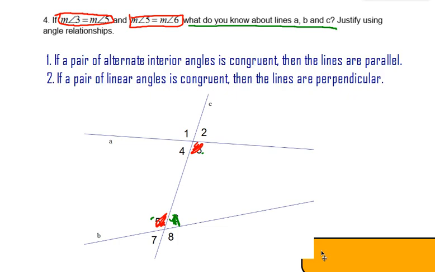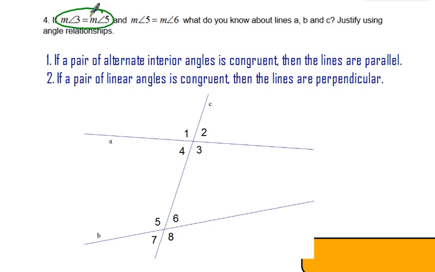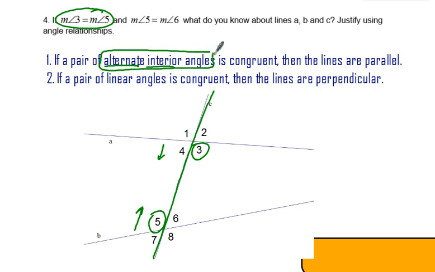Okay, so knowing that, let me just clear this off for you. Knowing that 3 and 5 are the same, 3 and 5, which are on alternate sides of the transversal, so they're alternate. They're both in the interior of these two lines, so they're interior. Knowing that a pair of alternate interior angles are congruent, that tells us that the lines have to be parallel. So A, in particular, A is parallel to B.